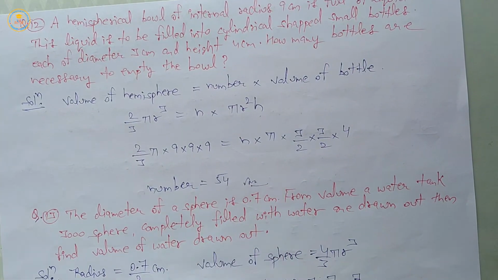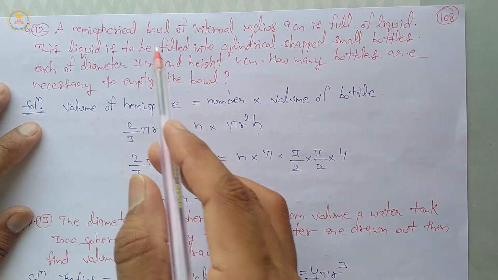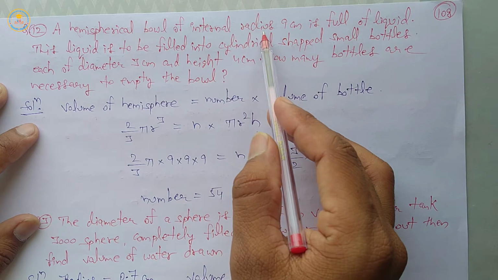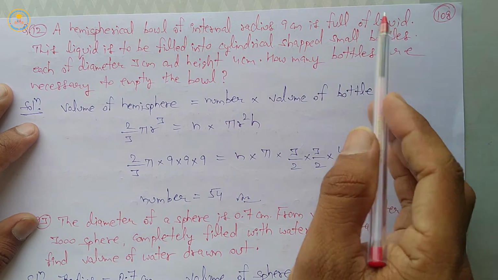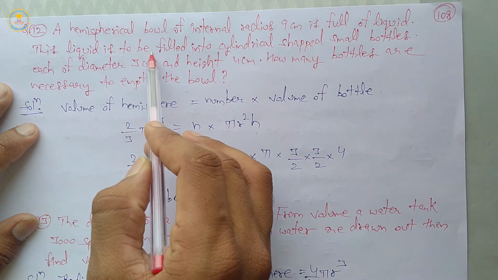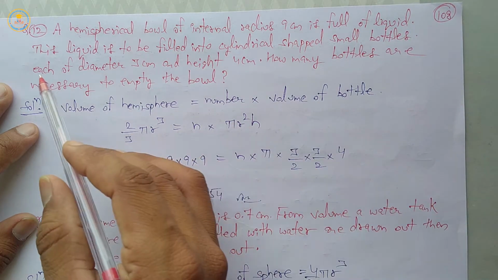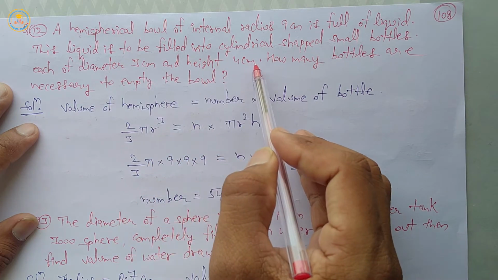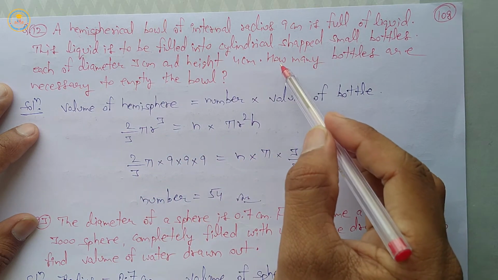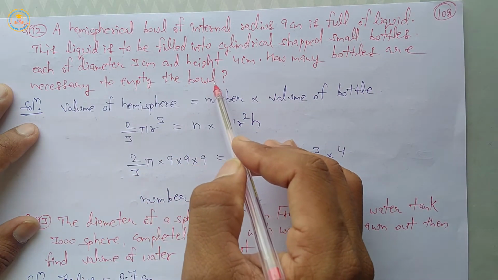Question number 12. A hemispherical bowl of internal radius 9 centimeter is full of liquid. This liquid is to be filled into cylindrical shaped small bottles. Each has a diameter of 3 centimeter and height of 4 centimeter. Then calculate how many bottles are necessary to empty the bowl.